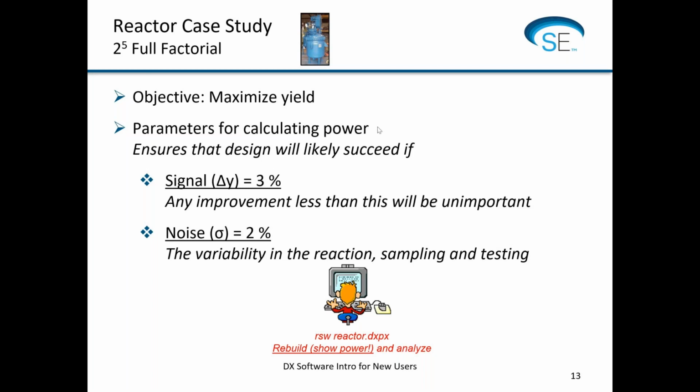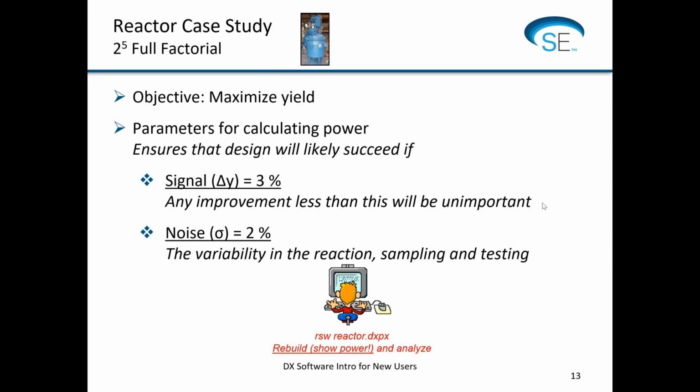What we highly suggest is that before we conduct an experiment, we make sure that we're collecting enough data to have a reasonable chance at answering the questions that we're asking. Okay, and there's a couple of inputs to that. The first thing we want to know is this thing we call delta Y, and in this case we're going to pick 3 percentage points for the yield. What does that mean? It means that any improvement less than that we will deem as unimportant.